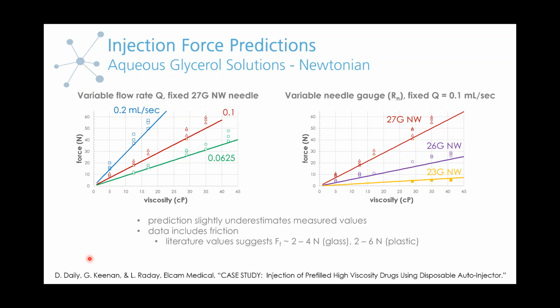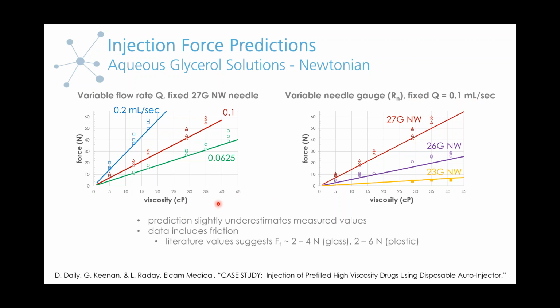So what I did was I extracted the data from their presentation, and then I used the equation that we just derived for the viscous contribution. And what we're looking at then is force as a function of viscosity for either the case of a variable flow rate at fixed needle dimensions or variable needle dimensions at a fixed flow rate. And so you can see how the injection force will vary with viscosity, and how the rate of change will vary as you adjust these parameters.